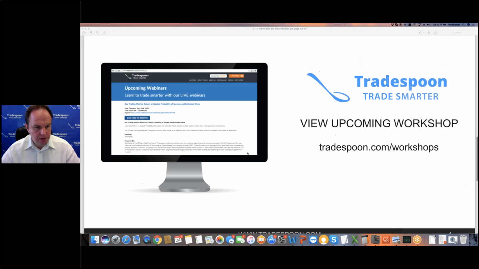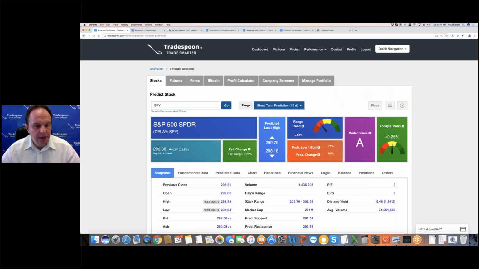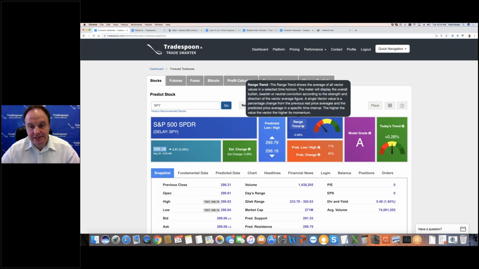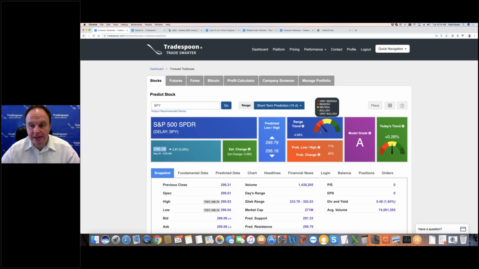All right, let's take a look at the current market. Right now it's trading at 299 spiders. This is the stock forecast toolbox, makes prediction for the next 10 days. For the next 10 days, we see slightly negative bias in the market. For today, overhead resistance is at 300, support is at 298. We've been fluctuating between 299 and 300.